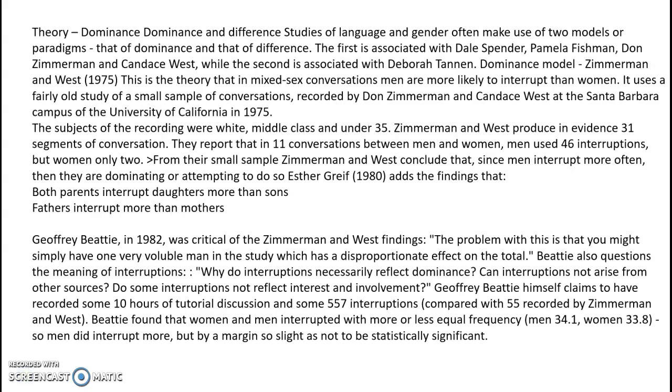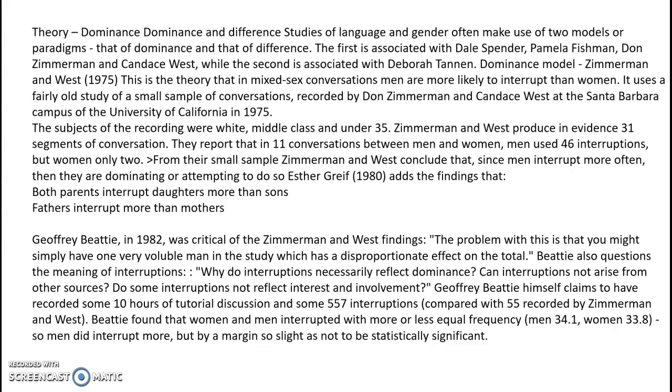Obviously we've got the dominant theory. In terms of dominance, we've got different studies of language and gender that often make use of two models, one of dominance and one of difference. The first is Dale Spender, Pamela Fishman, Don Zimmerman, and Candace West, while the second is Deborah Tannen.